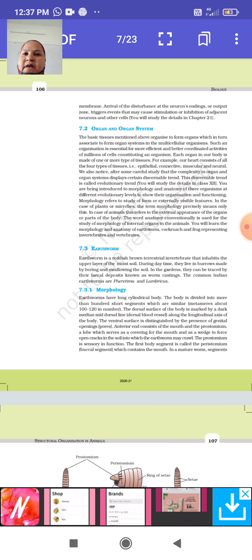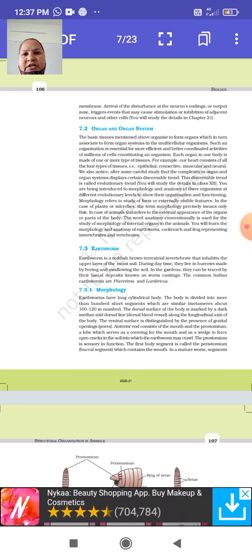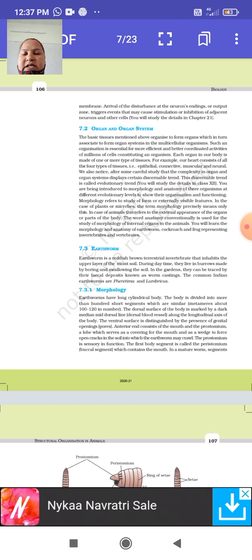Earthworm kaisa, you all have seen earthworm. Basically earthworm is found in farms or in soil. So what is the importance of earthworm? Basically it increases the fertility of the soil. So we can say that earthworms are friends of farmers.